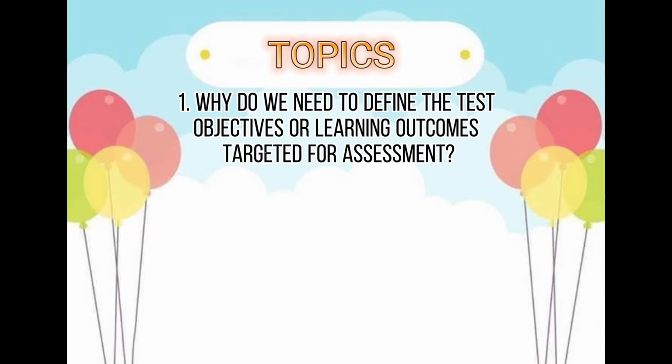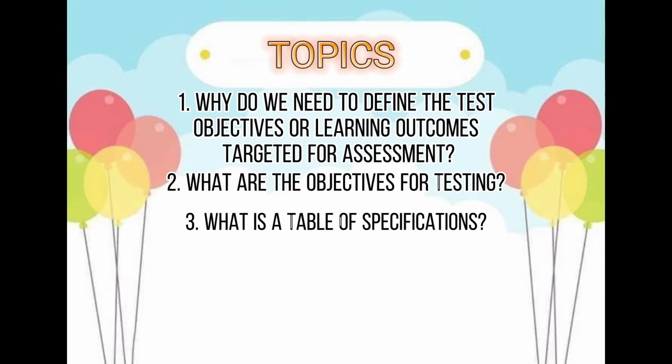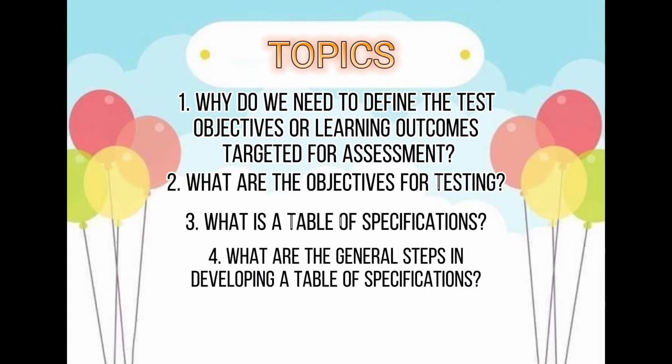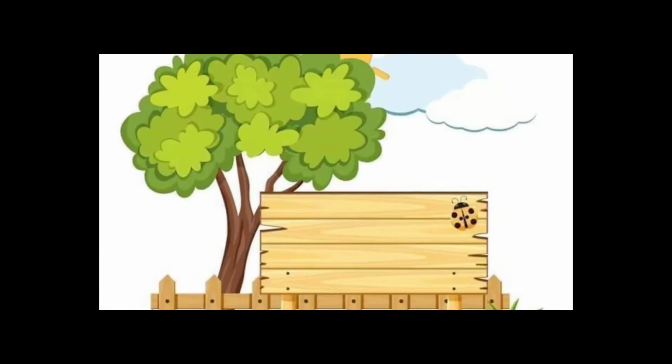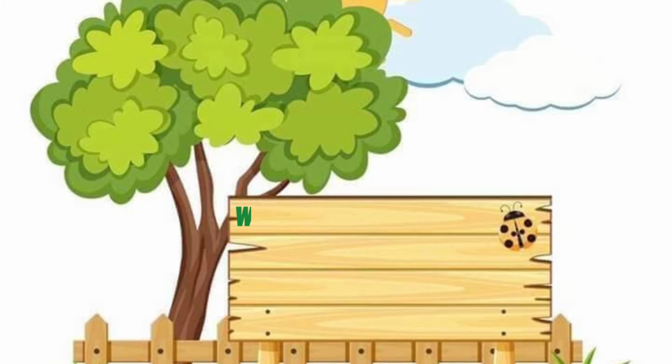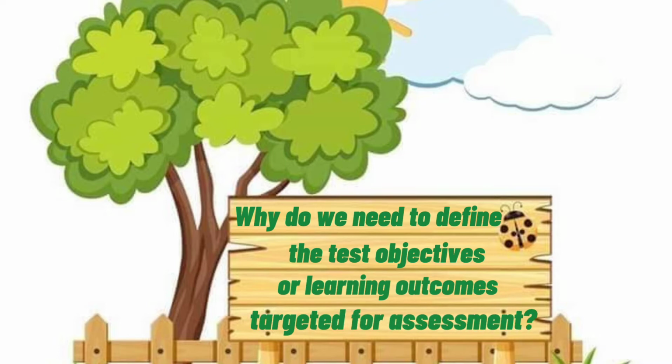So, here are my following topics. First, why do we need to define the test objectives or learning outcomes targeted for assessment? Second, what are the objectives for testing? Third, what is a table of specifications? Fourth, what are the general steps in developing a table of specifications? And last, fifth, what are the different formats of a test table of specifications? Now, let's first discuss why we need to define the test objectives or learning outcomes targeted for assessment.